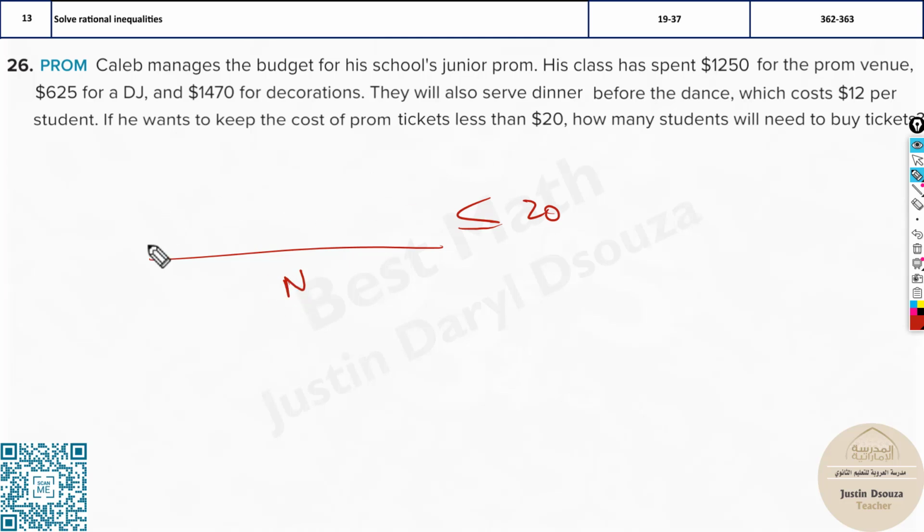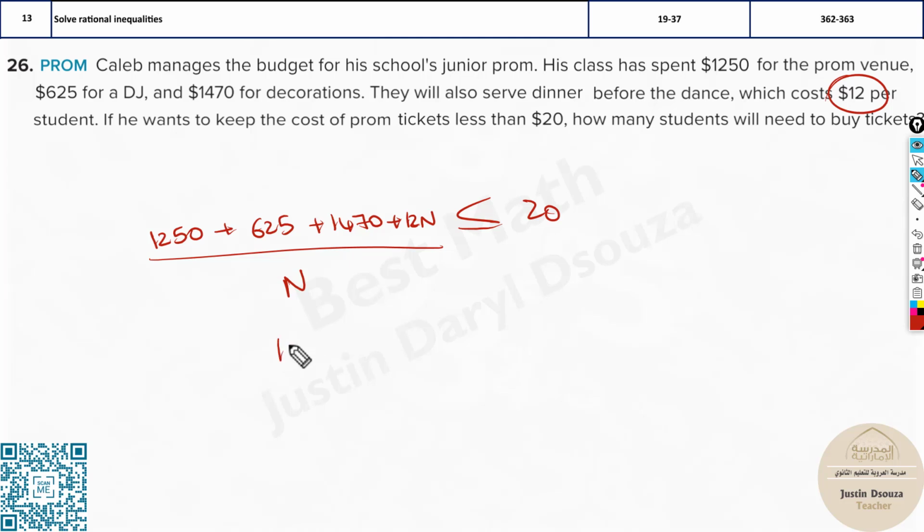So what do we know already? We know $1,250 is spent, plus $625 is already spent, $1,470 is also spent, and there is one thing. This $12 depends on the number of people, right? So if you have 10 people, it'll be 12 times 10, it'll be 120. So this depends on the number of people. So this would be the inequality. But now we need to solve this inequality as well. So let's just solve it up.